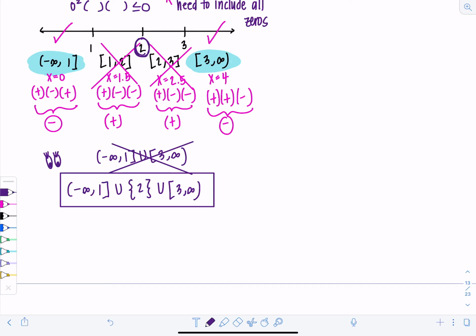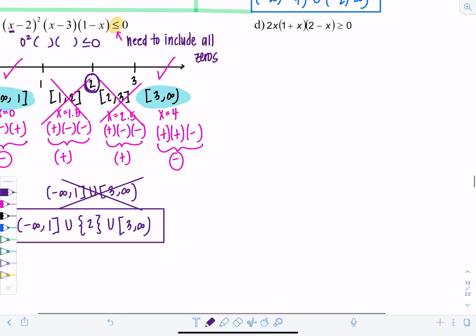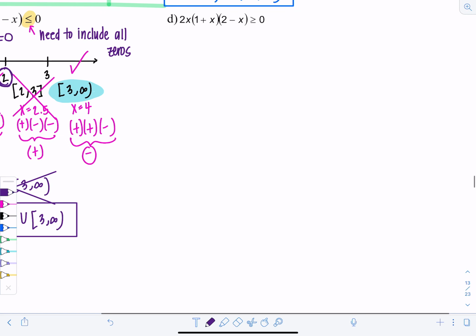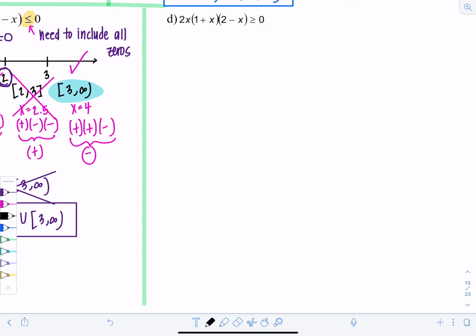Good, good. Let's look at another example. Here we have 2x times 1 minus x times 2 minus x is greater than or equal to 0. Okay, so let's start off by listing the zeros on the number line. How nice, it's already factored. Are you appreciating those little things? Okay, so we've got 0, 1, and 2.